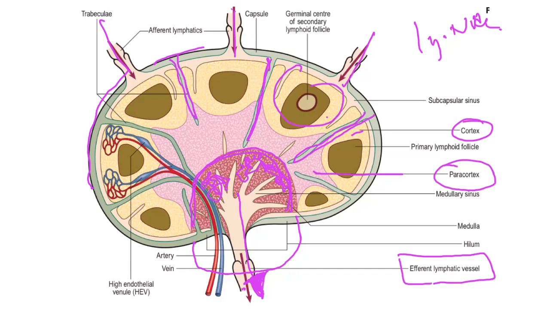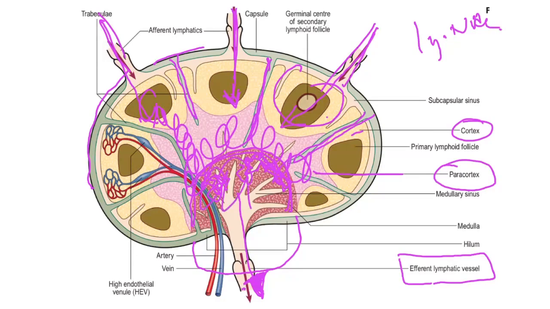So lymph collects interstitial fluid, not intravascular, interstitial fluid. Interstitial fluid comes into the lymph node through afferent vessels, becomes filtered, concentrated, many things happen, and then again it is collected into the efferent vessel. I hope you understand this.